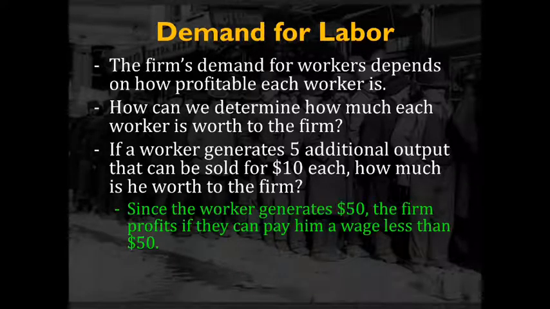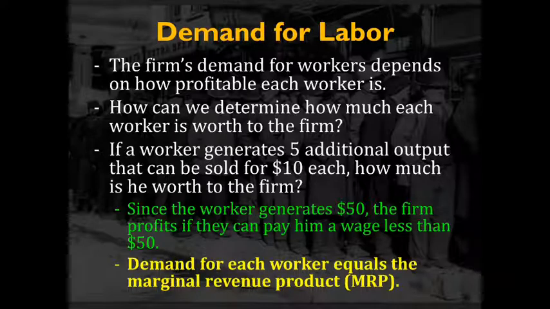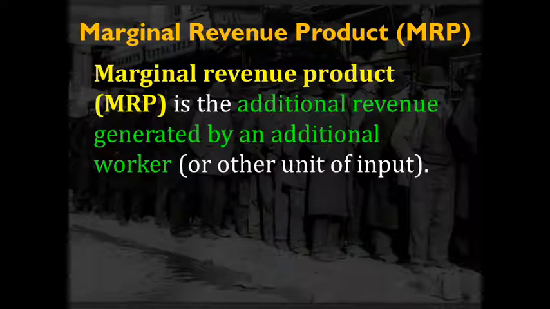Since the worker generated an additional $50 in revenue, the firm will profit so long as they pay him a wage less than $50, because he generated $50 of additional revenue. So as long as they pay him less than $50 to generate that $50, they would hire him. So the demand for each worker equals what we call the marginal revenue product, or MRP. MRP is the additional revenue generated by an additional worker. So if you hired this additional worker, he produces more output. That output can be sold for revenue. How much more revenue does hiring that additional worker generate for your company?